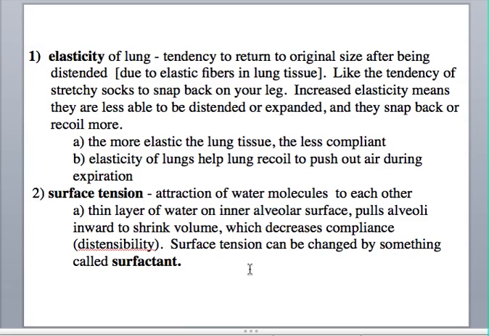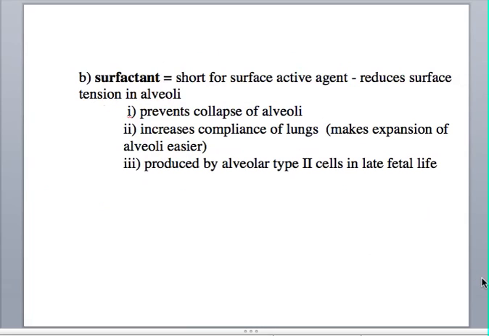Surface tension is something that exists, but surface tension can be changed by something called surfactant. Surfactant is a short name for surface active agent. And what surfactant does is it reduces surface tension in alveoli. This is important because it helps prevent the alveoli from closing up and actually collapsing.